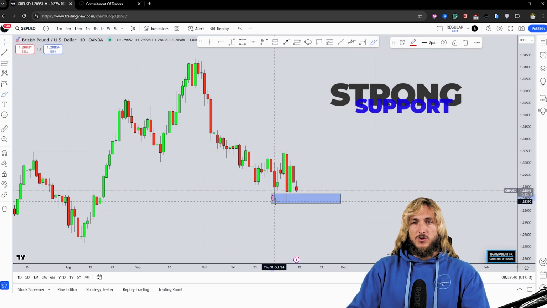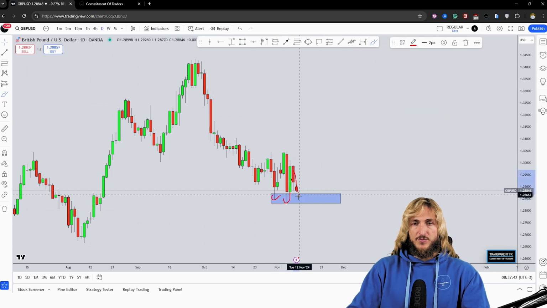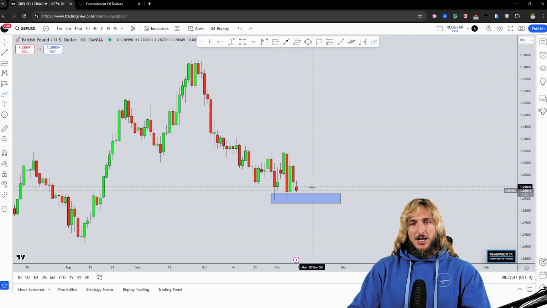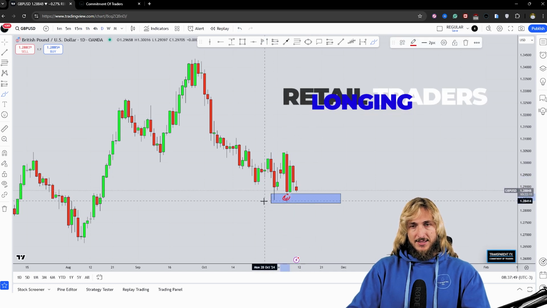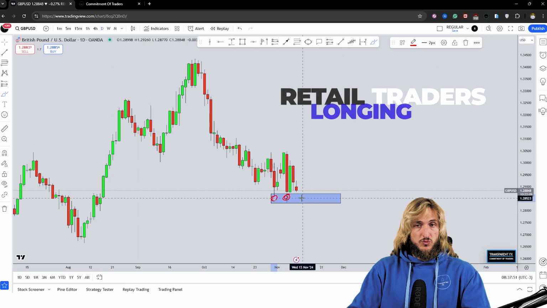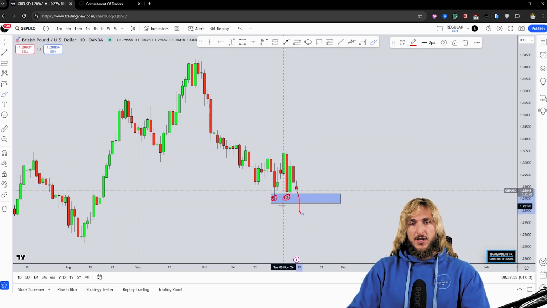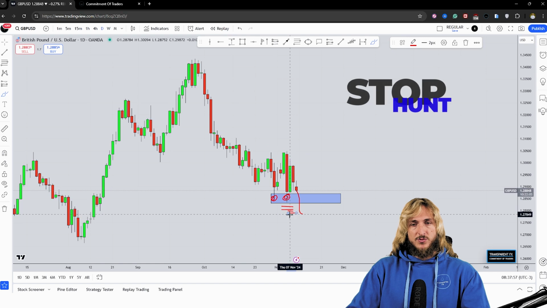We can notice already twice the market rejected the area to the upside. Right now, it is approaching a third test of the zone. Now, a lot of people will be longing at this area because they see the support here. Now, if the market will push through this, most likely a lot of stop losses will be below this low.